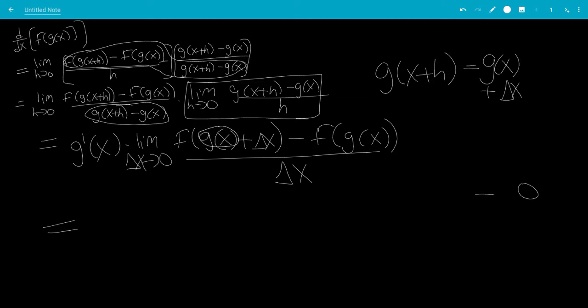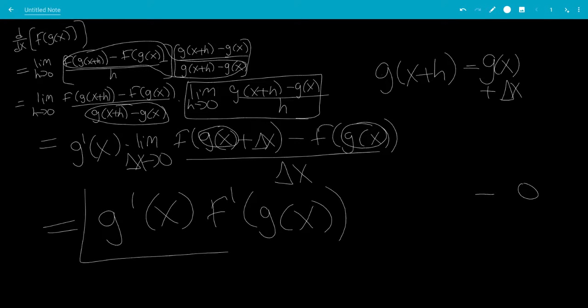And this you can treat as the variable now, so this will be g prime of x. And this will just be f prime of g of x. And that is the end of the video.